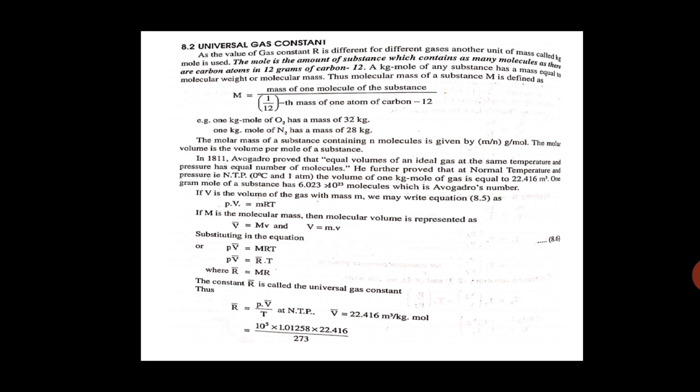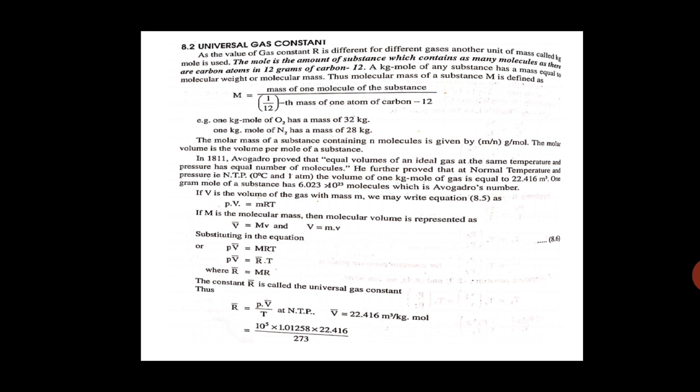He found out that at NTP, that is 0 degree centigrade and 1 atmospheric pressure, 1 kg mole of a gas has a volume of 22.416 meter cube. And 1 gram mole, so you convert it into 1 gram mole of a substance, has 6.023 into 10 raised to 23 molecules, which is also called Avogadro's number.